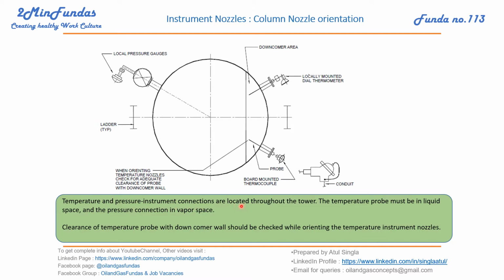Based on that only we can orient these nozzles. Temperature and pressure instrument connections are located throughout the tower. Instrumentation and process are looking for temperature and pressures at various sections of the column. So there will be many such connections where instruments will be hanging. The temperature probe must be in liquid space, and the pressure connection in vapor space.